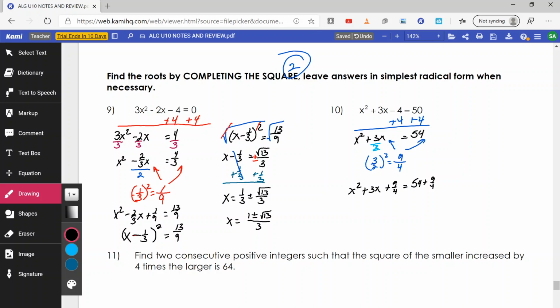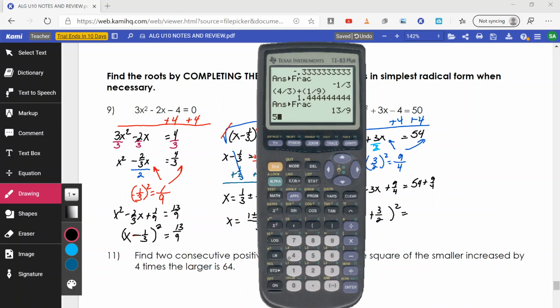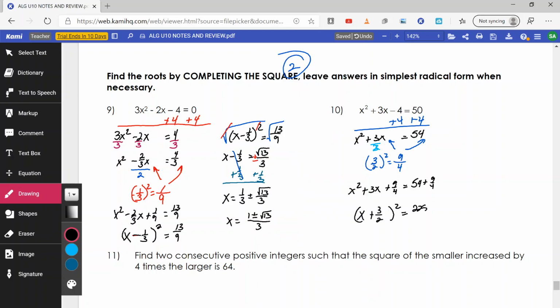So the x squared plus 3x plus 9 over 4 is actually a perfect square trinomial. So we have a binomial that I am squaring. And again, just like before, the trick is the letter is whatever we have in our problem, which is x. And then the number that we put is whatever we got when we divided by 2. And we got 3/2. So positive 3/2 equals, and then I'm going to do 54 plus 9/4, which gives me 56.25, which as a fraction is really 225 over 4.